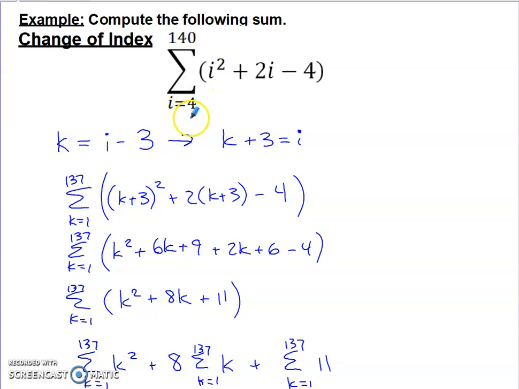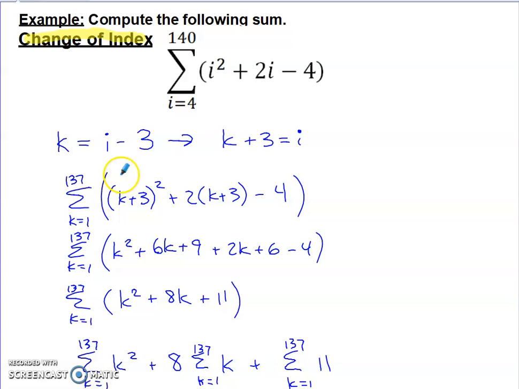So how can I adjust this lower value of the index to begin at 1 rather than at 4? Well, this process that we're going to go through is called change of index. And there are alternates to this, but for those of you that are in a spot where your professor's requiring you to do pretty involved work with summations, this is a pretty useful technique to know.